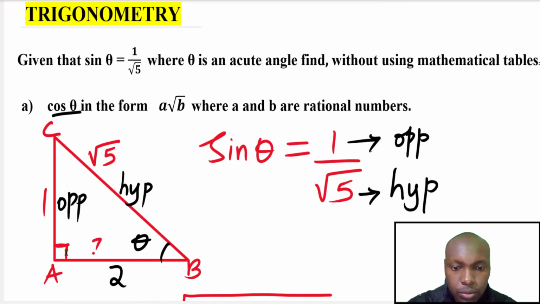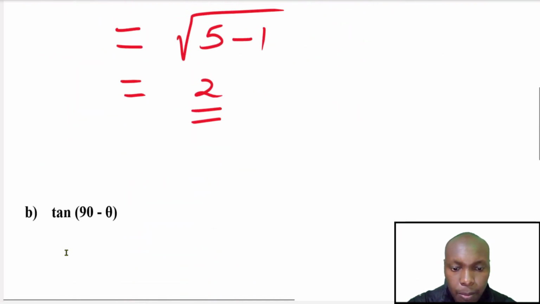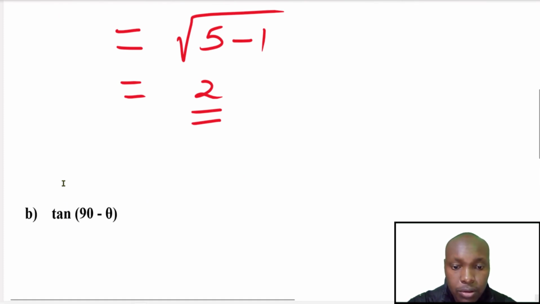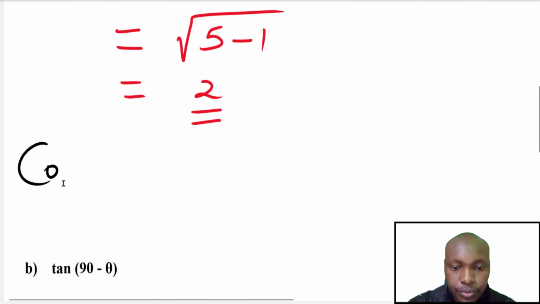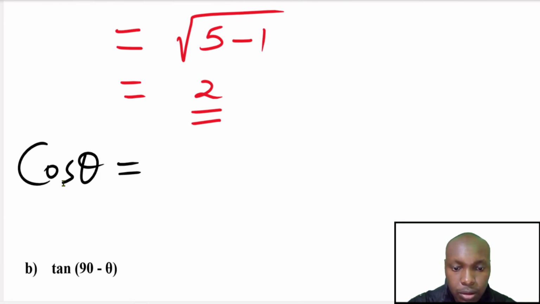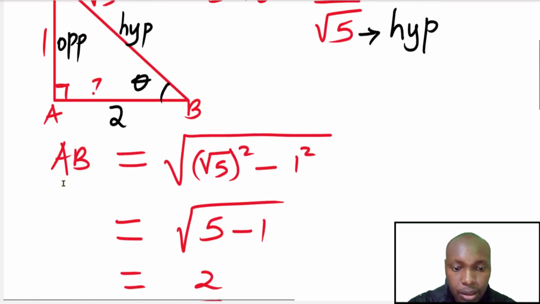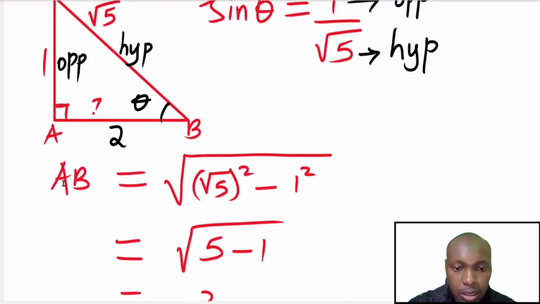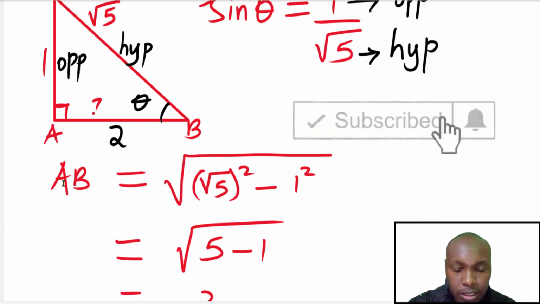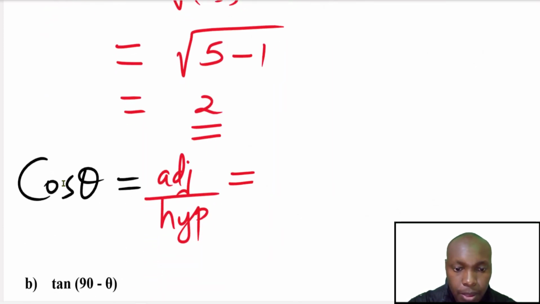Now with that 2, we can get cosine of theta. I know how we get cosine. Cosine of that angle theta will be given by adjacent side divided by the hypotenuse. Now in this case, when you look at where angle theta is, the adjacent side to that angle is 2. So adjacent is 2, the side that we have just calculated, and then the hypotenuse is root 5. So that is what you get, 2 divided by root of 5.